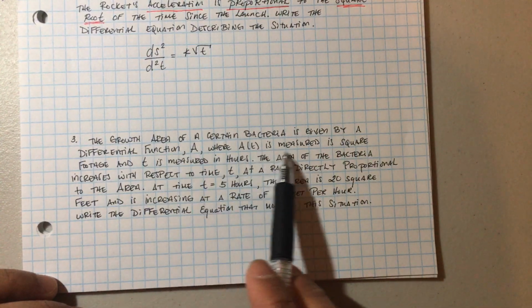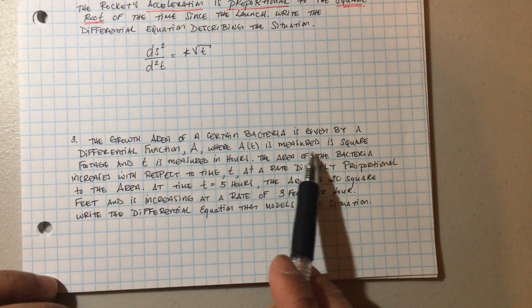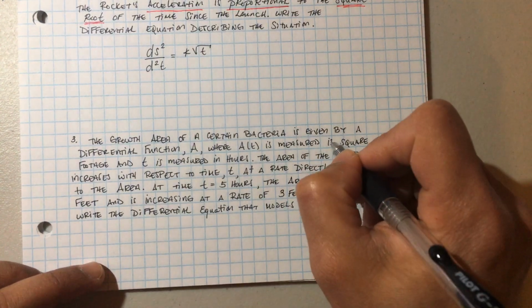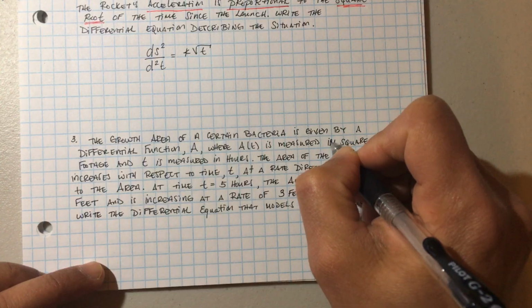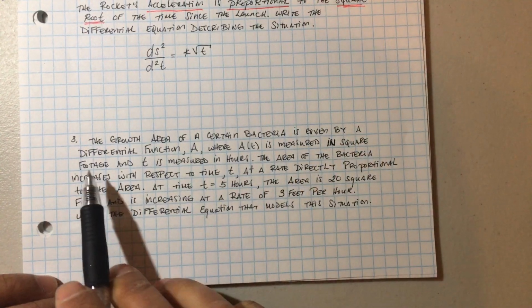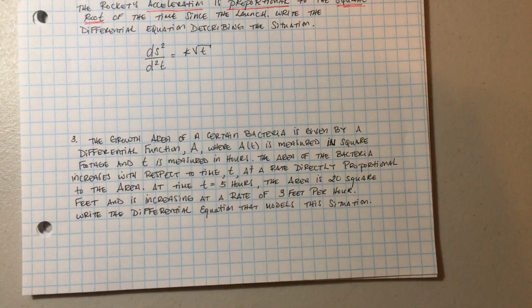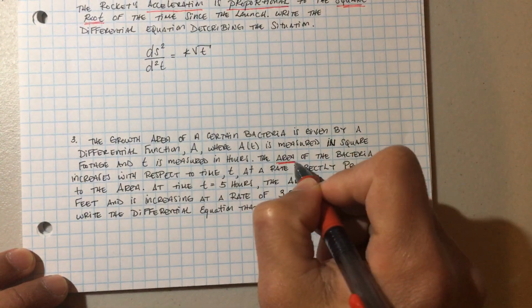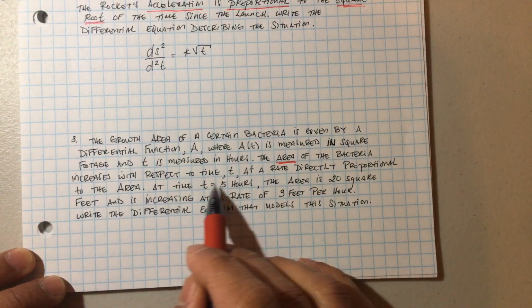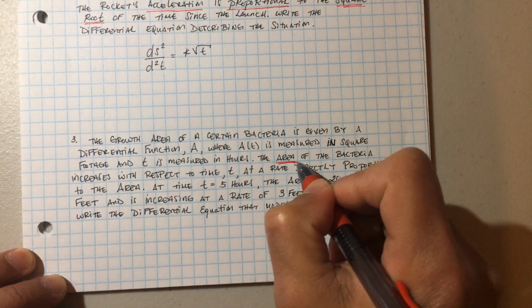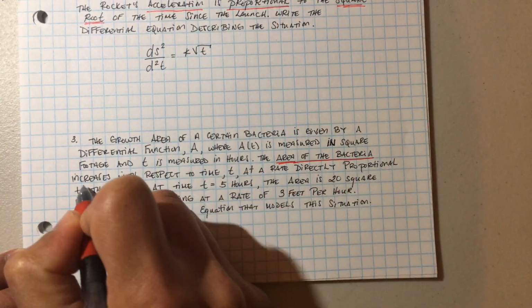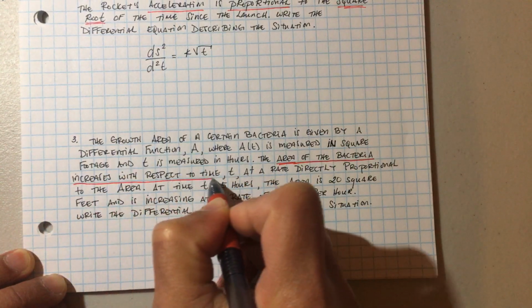A of t is measured in square footage, and t is measured in hours. So let's look at it carefully. The area of the bacteria increases with respect to time. So you see this here? The area of the bacteria increases with respect to time.